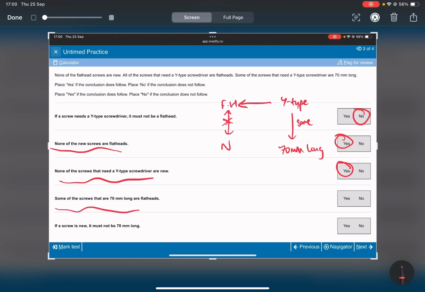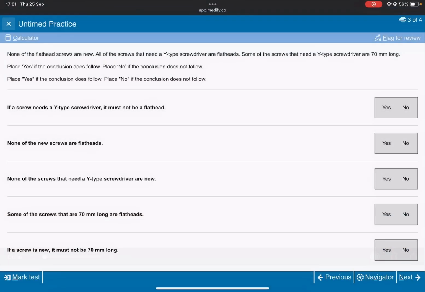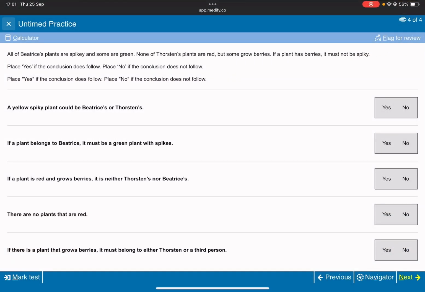Some of the screws that are 70 millimeters long are flatheads. Well, it could be that only all of them. It could be all of them are flatheads, actually. So I'm going to say that's wrong. If a screw is new, it must not be 70 millimeters long. Not necessarily. I don't think there's enough information to be able to conclude that.